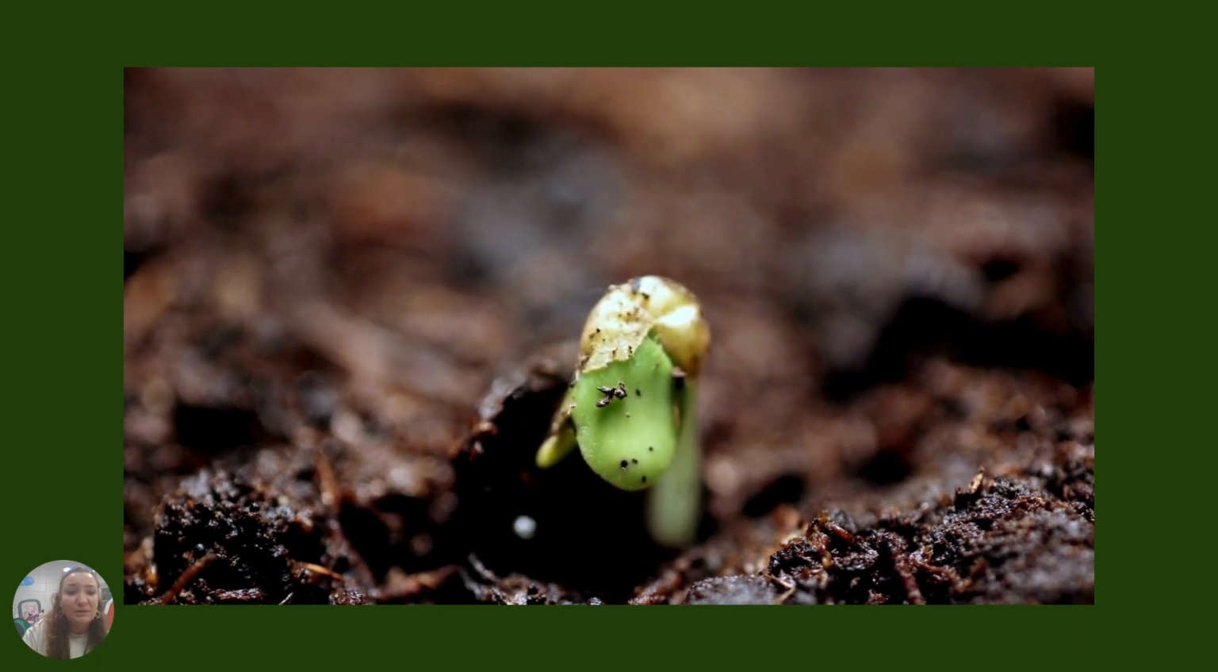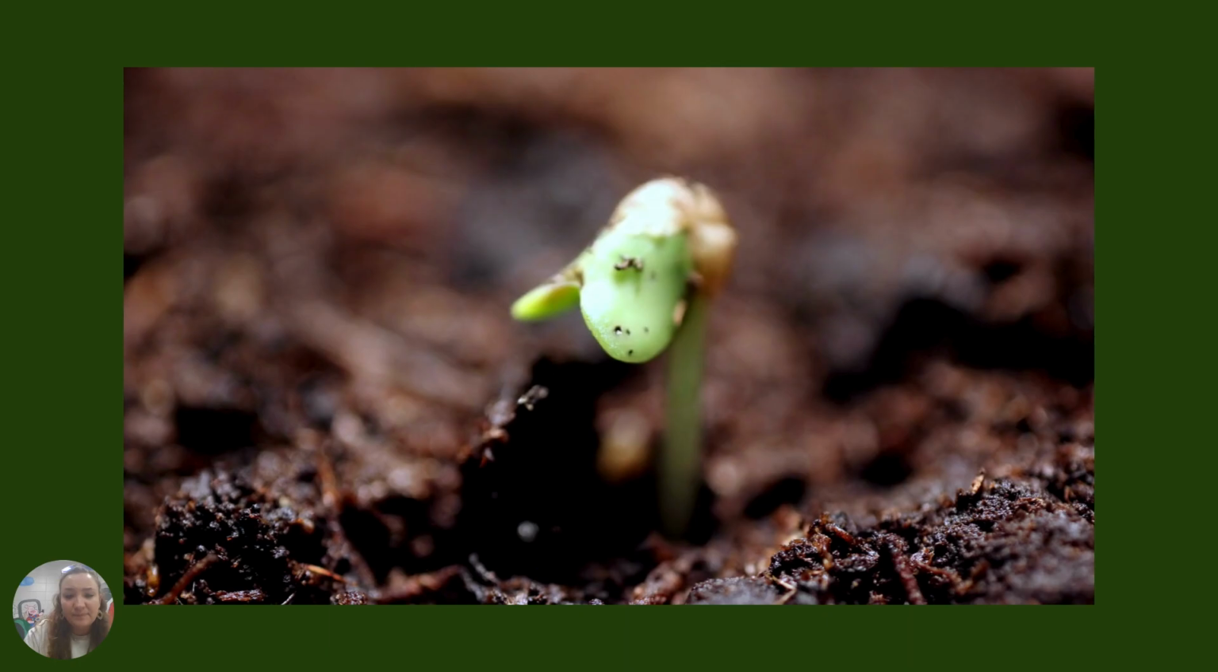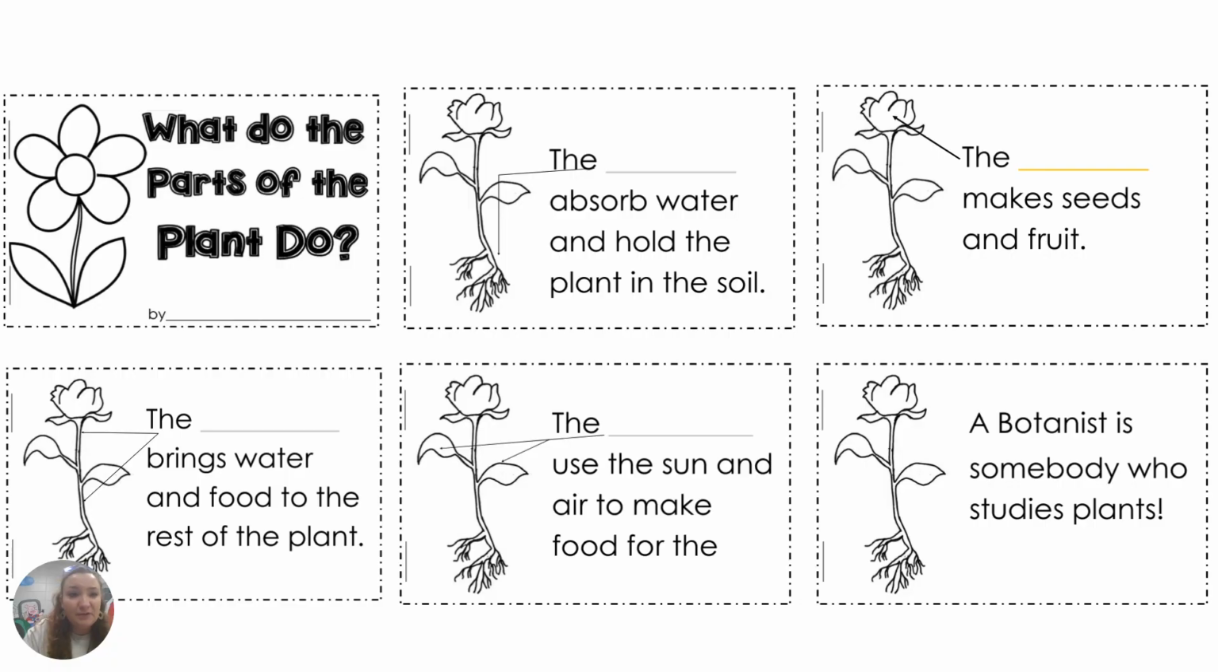All right, so plants are living things, so you can clearly see this plant is growing. It is changing its shape over time. So let's break down what the parts of the plant do.